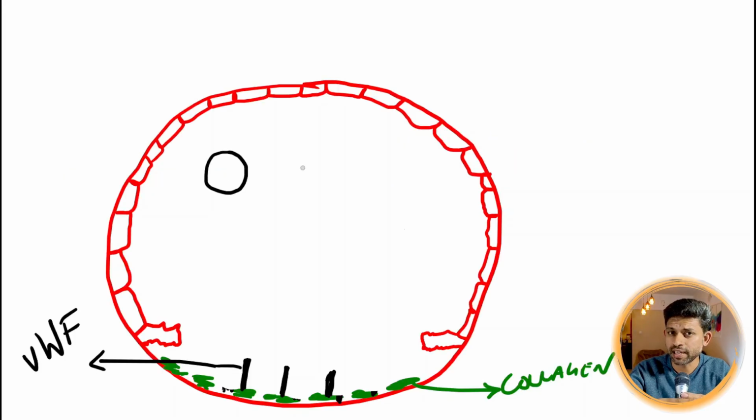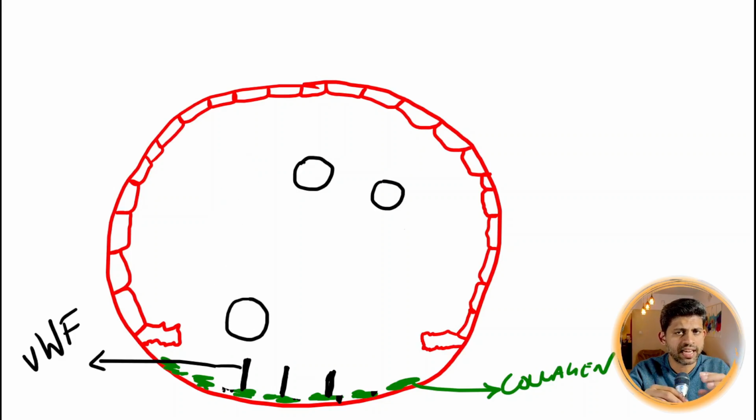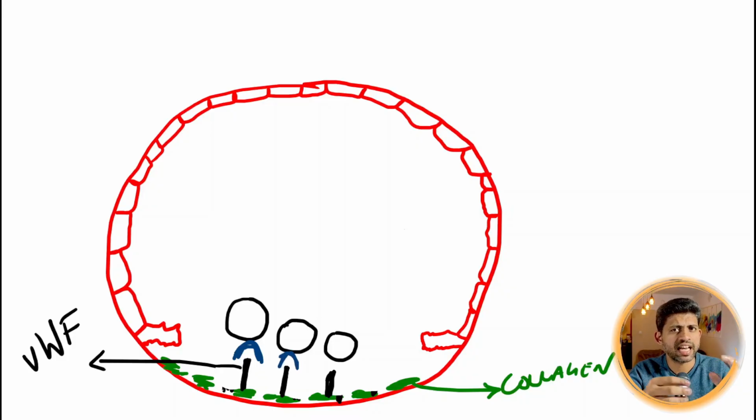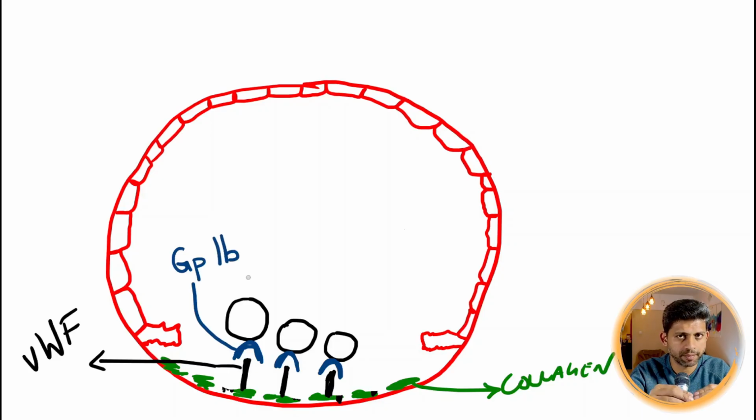Let's start with platelets. When there is a vascular injury, the subendothelial collagen and von Willebrand factor are exposed. Platelets attach to collagen with the help of von Willebrand factor, which acts as a bridge. The receptor on platelet which attaches to von Willebrand factor is glycoprotein 1b or GP1b.